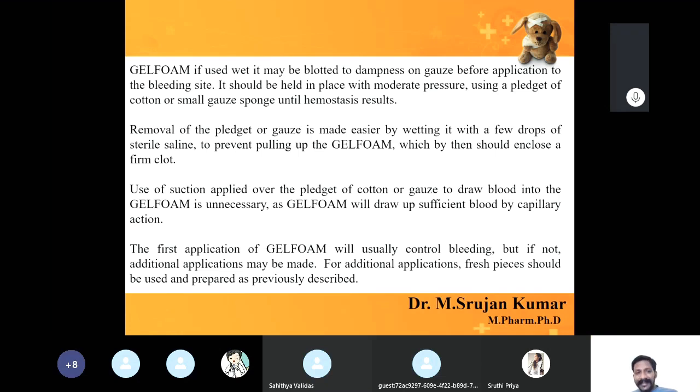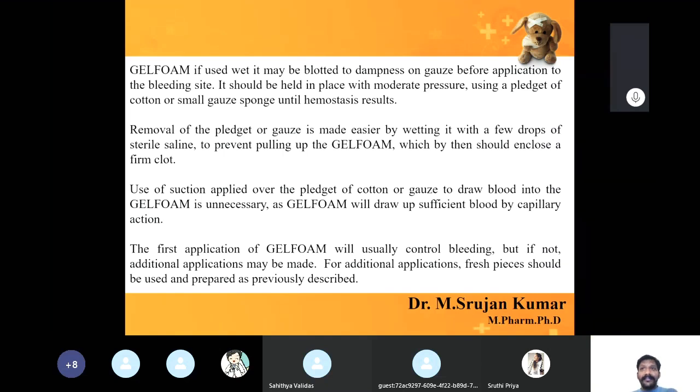to the bleeding site. When gel foam is used dry, there are not many precautions. Just ensure that sterile technique is maintained to remove it from the packet, cut it into the desired size, and apply it onto the bleeding site with moderate pressure. That is the job done with your dry form.